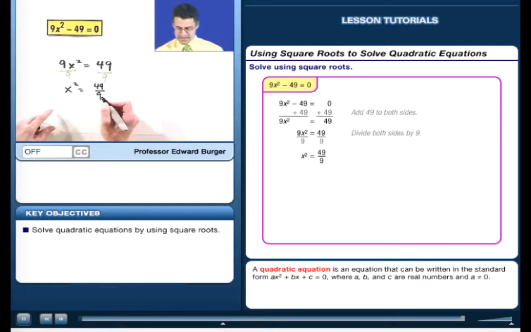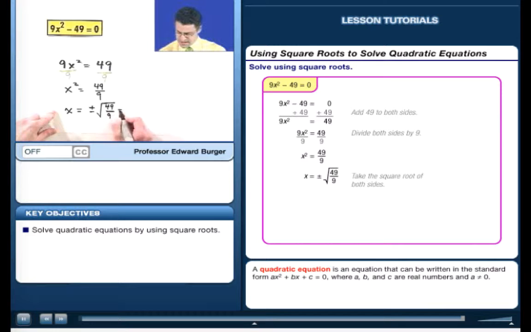And now, when I take the square root of both sides, on the right I see positive or negative, the square root of 49 over 9. And what does that equal? Well, that equals positive, negative. The square root of 49 is 7. The square root of 9 is 3. So I see two answers. x equals 7/3 and x equals negative 7/3.